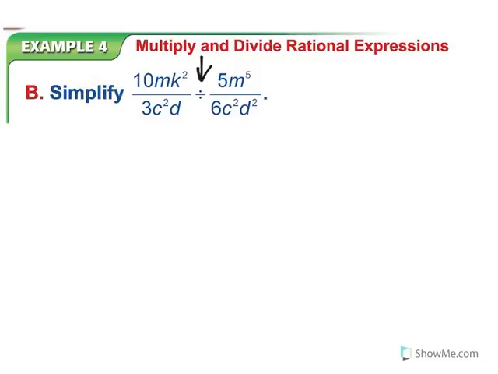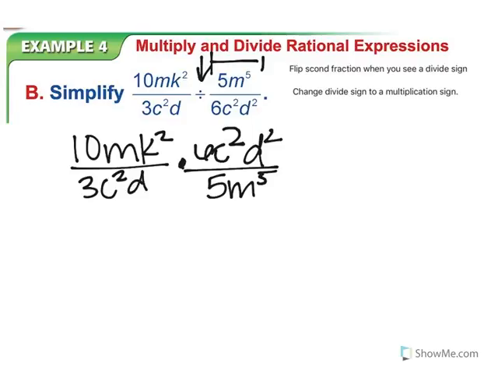Alright, so the next example, we're actually dividing these. Anytime you see this divide sign, you want to take this second fraction and you want to flip it. After you flip the fraction, then you need to change the divide sign to a multiply sign. So that means we actually have 10mk squared divided by 3c squared times d times 6c squared d squared divided by 5m to the 5th.